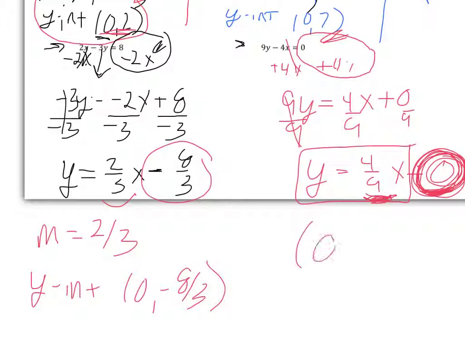So this goes through 0, 0. That is, this thing goes through the origin. And notice if we plug this into the equation, 0 equals 0, this satisfies the equation, so it's definitely a point on the line. So that's the y-intercept. Now this right here is our slope, m equals 4/9, and we're done.